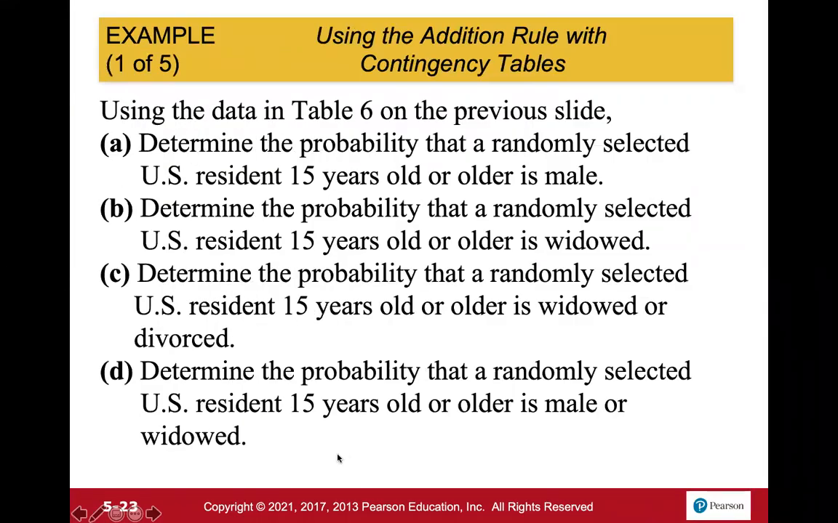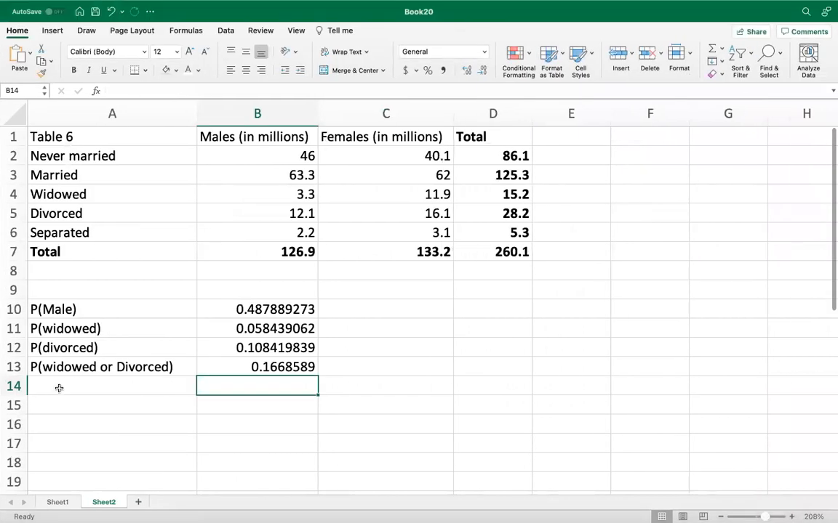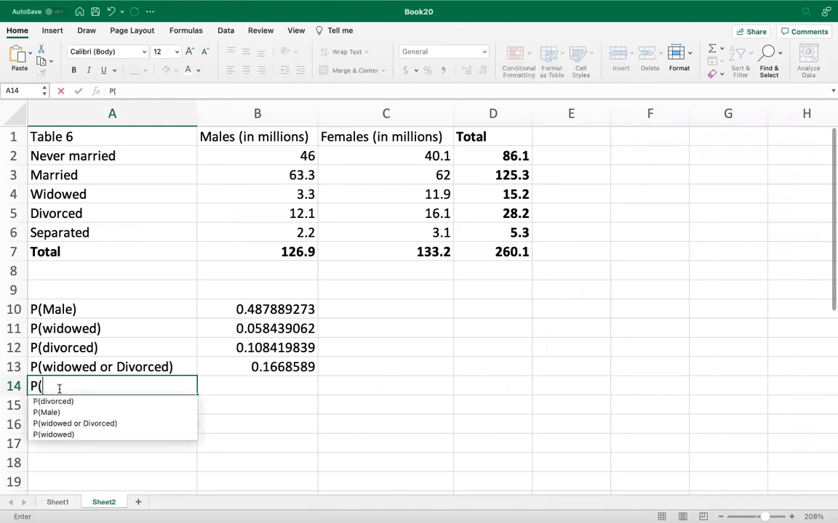And lastly, determine the probability that a randomly selected resident 15 years or older is male or widowed. So male, probability of male or widowed.